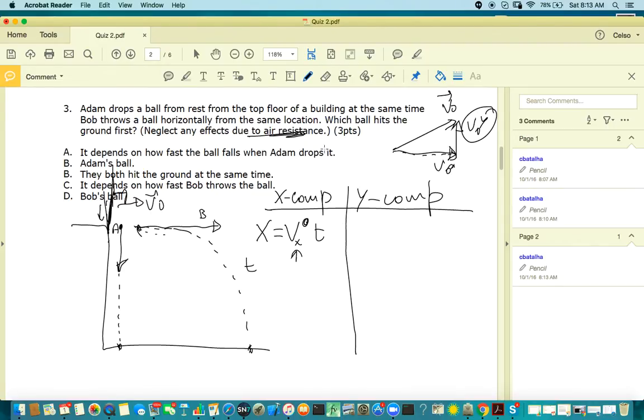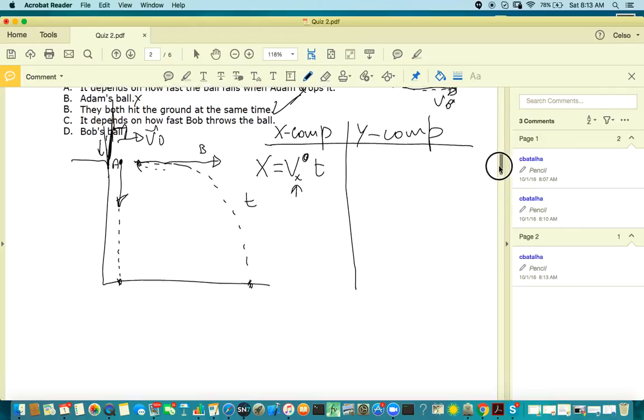So then go to the options. It depends on how fast the ball falls. No, I don't know. They both hit, so B is good.